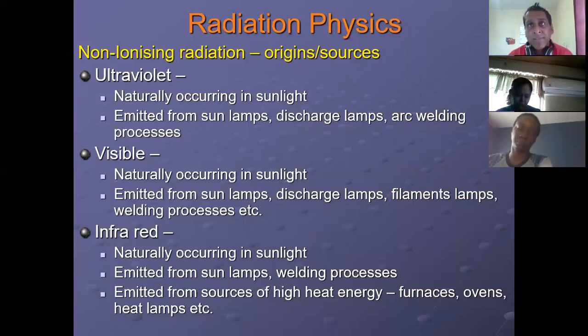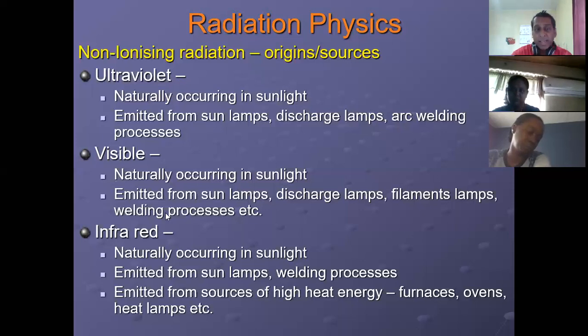Whatever they give you, if it's ultraviolet, or even X-rays or gamma rays, it's basically what are the effects, what are the symptoms on the person, and perhaps what are the controls. So ultraviolet is naturally occurring in sunlight, emitted from sun lamps, discharge lamps, arc welding processes. And like I said, there's a lot of questions on ultraviolet light, especially where tanning saloons are concerned. We may have them in Trinidad, but maybe very big, I guess, in Europe anyway, and in the US.